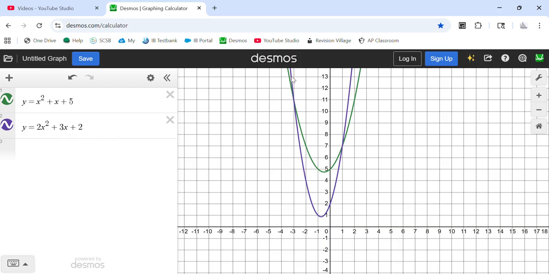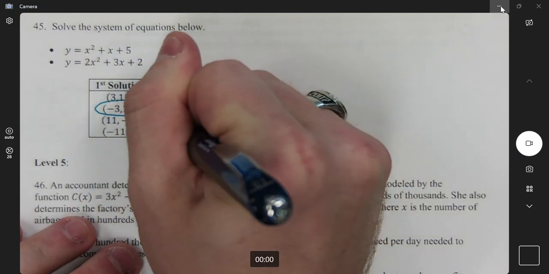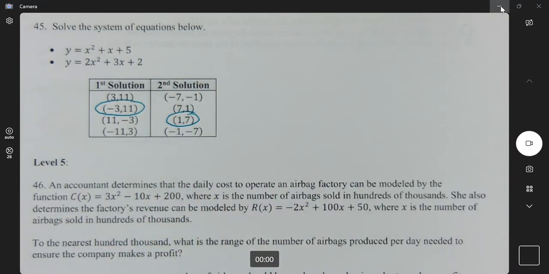Pinch and zoom if you need to. Click, you can see they intersect there and there. Negative 3 comma 11 and 1 comma 7. There they are.